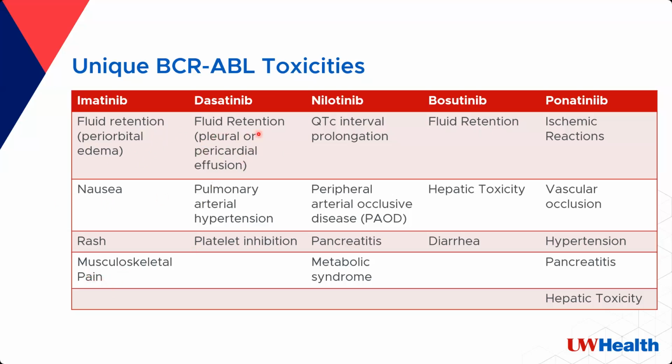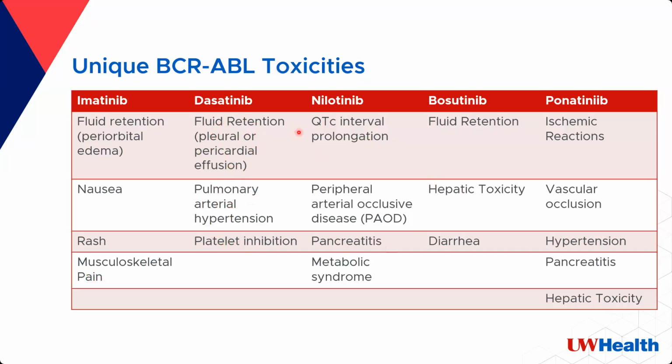For dasatinib, fluid retention can present in the form of pleural and pericardial effusions. Dasatinib can also cause pulmonary arterial hypertension and also thrombocytopenia, and sometimes this can be significant enough where a change in the TKI is warranted.